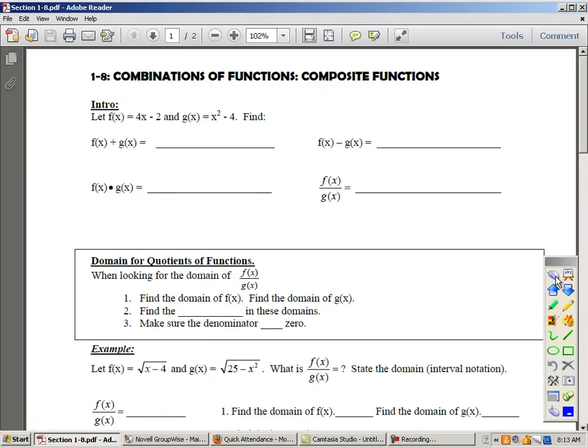Hi, welcome to section 1.8. We're dealing with compositions of functions. This is a review from Algebra 2, although we are going to add some domain and range into it, which maybe we didn't do in Algebra 2.